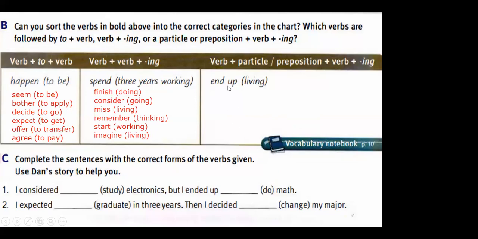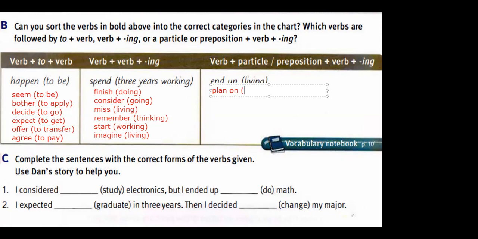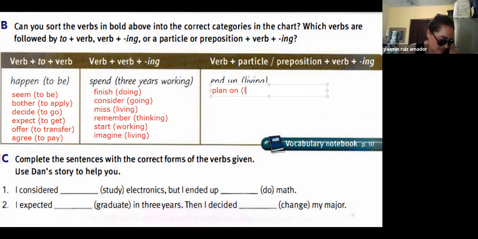Okay, good. These are called phrasal verbs, like end up living. It's called verb plus particle or preposition. Those are the phrasal verbs. What do you have there? Plan on, then plan on living. Plan on and living.